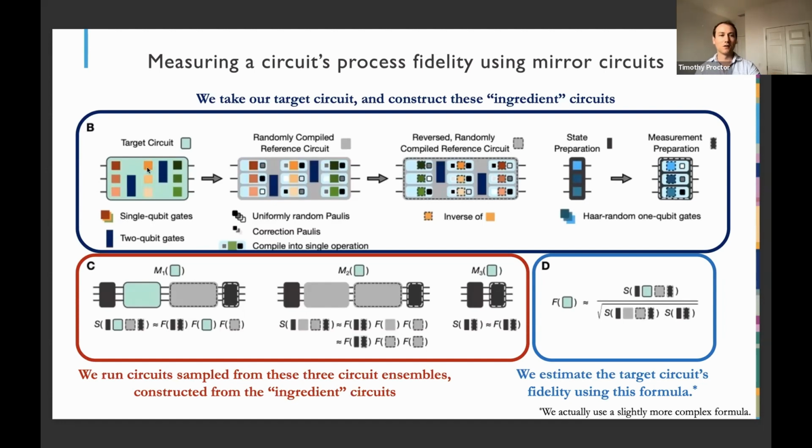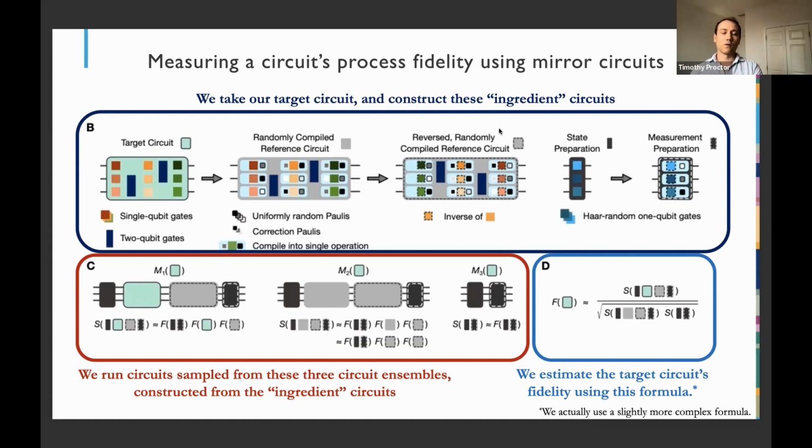It's just hard to draw very large circuits. And we create a bunch of ingredient circuits that we're going to compare this against. So what we do is we can construct a randomly compiled version of our circuit. And the reason we do that is randomly compiled circuits have stochastic errors, and that means that errors accumulate in really easy to understand ways.